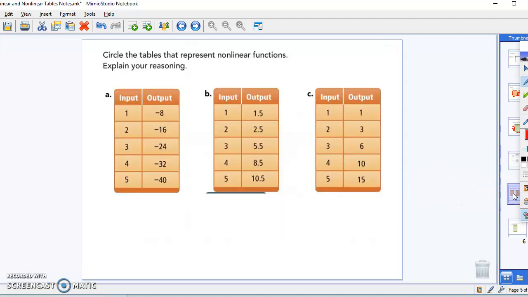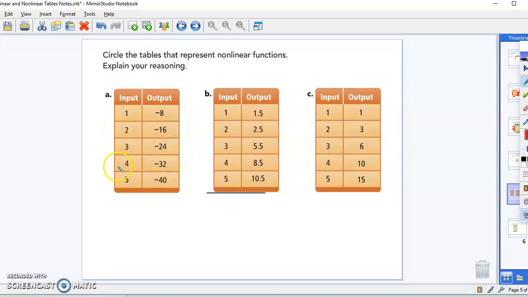Let's just look at a couple more examples here. So circle the tables that represent nonlinear functions. So again, we want to look at the rate of change. And some of these might be trickier than others just because of what you see with the values. Okay, if you look at this one, think about what's happening with the output here. This is going from -8 to -16. So that's subtracting 8. Then subtracting, it looks like 8, subtracting 8, subtracting 8.